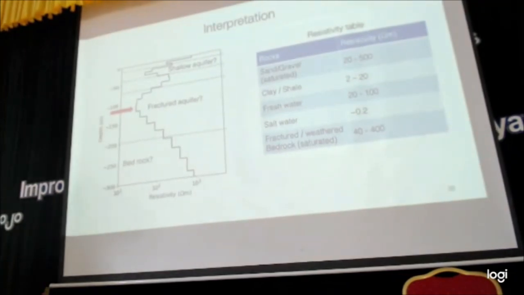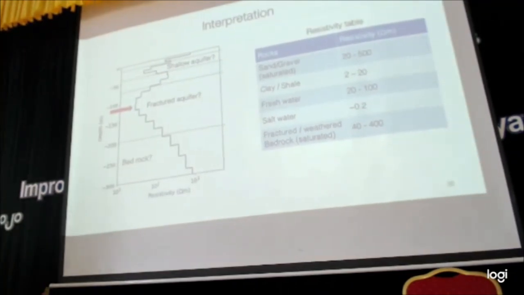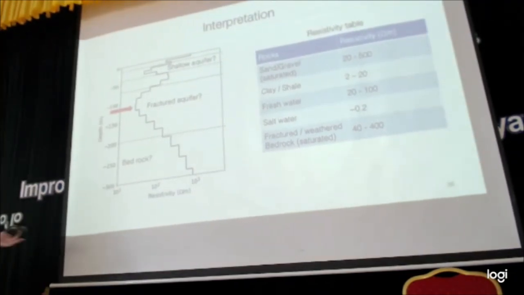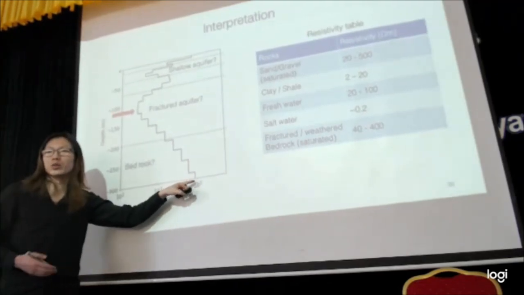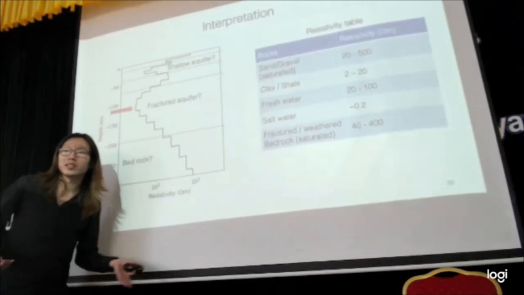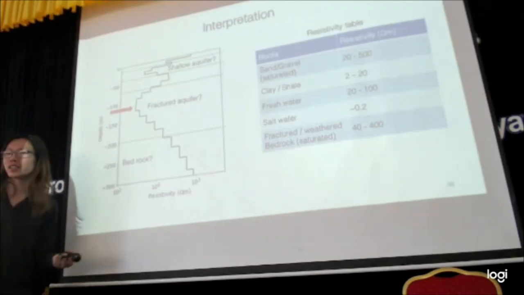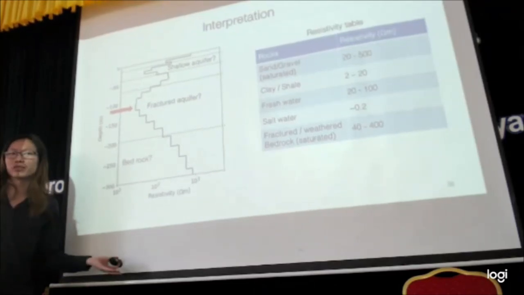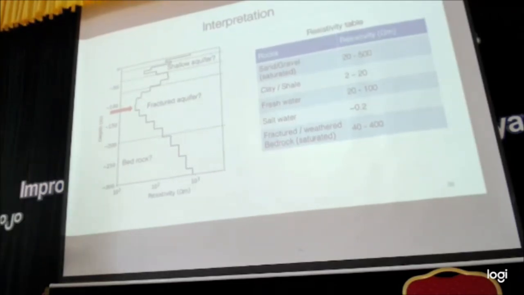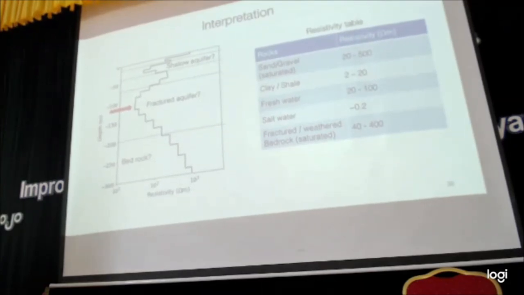So possible. And then as we go much deeper, the resistivity gets much higher, approaching 1,000, 10 to the 3. So 10 to the 3 or over could be something like igneous rock, like granite, or metamorphic rock, but with no fractures.